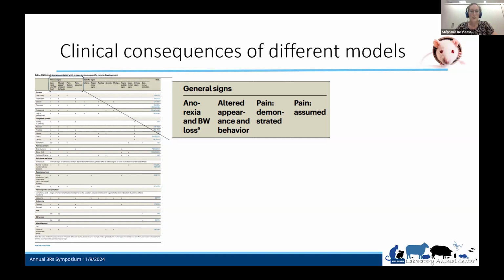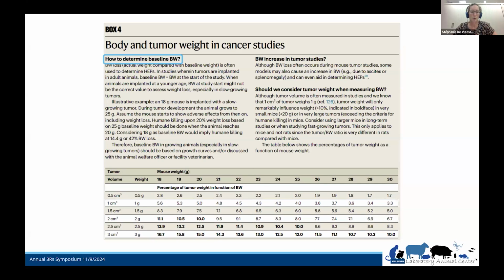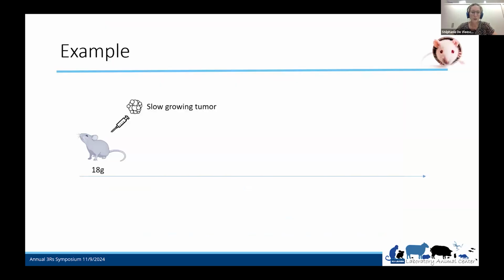So, general signs: there's a lot to do about body and tumor weight. One of the important things we wanted to highlight is how you should determine your baseline body weight. Here's an example. If you have an 18-gram mouse that is injected with a slow-growing tumor, the animal will grow. There will be no clinical signs. But let's say the animal grows to 25 grams, and then the clinical signs start, including body weight loss. Which baseline weight should you use?